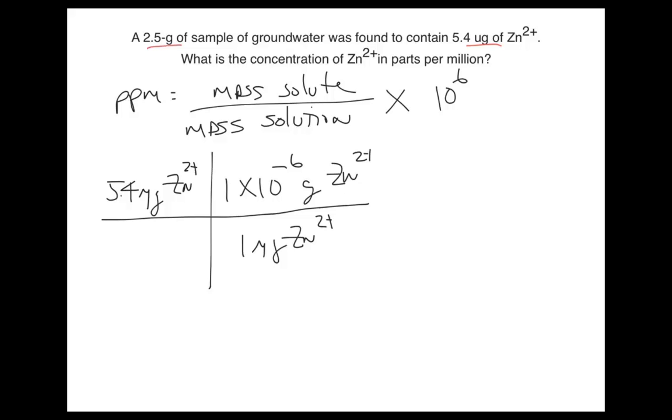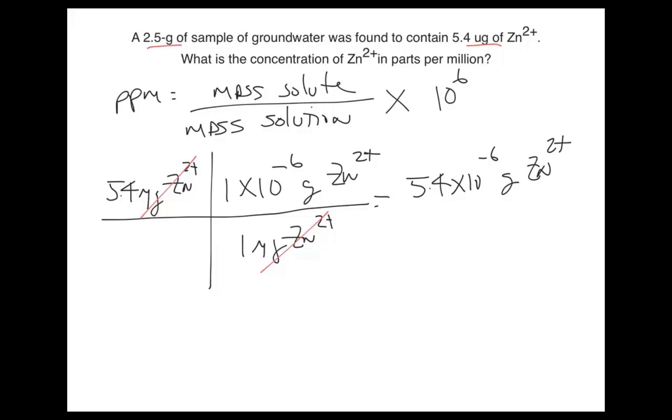Let me write a plus here. Okay, there you go. Now we can cancel the units of micrograms of zinc, and this will be equal to 5.4 times 10 to the power of minus 6 grams of zinc 2+. So now we have the mass of the solid and the mass of the solvent.